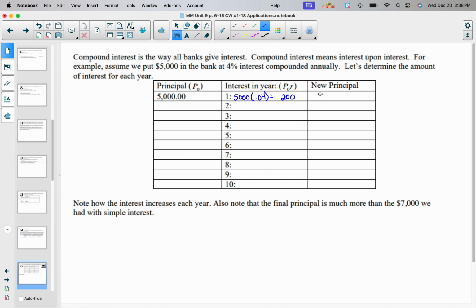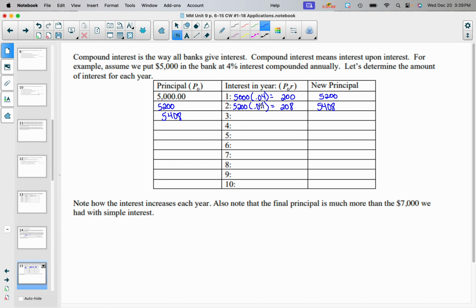So now you have a new principal. Now you have $5,200 in the bank. Going into the second year, you now have a little bit more money in the bank, so you're going to earn interest on that. We're going to multiply that by our rate. So that year, you're going to earn $208, a little bit more. So now you have $5,408 in the bank. This is assuming you're not putting any more money in other than your initial $5,000 deposit, or drawing any money out.